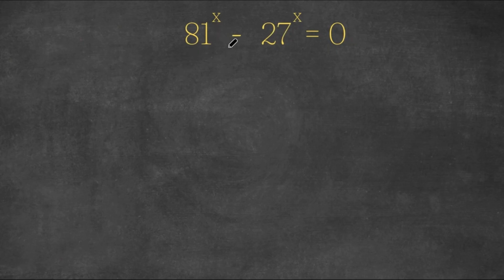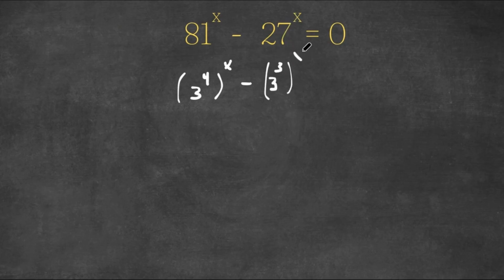Now, what I'm first going to do is I'm going to change 81 to 3 to the power of 4. So I'm going to replace 81 with 3 to the power of 4. So now we have 3 to the power of 4 to the power of x minus, now I'm going to change 27 to 3 to the power of 3. So now we have 3 to the power of 3 to the power of x. And this is equal to 0.